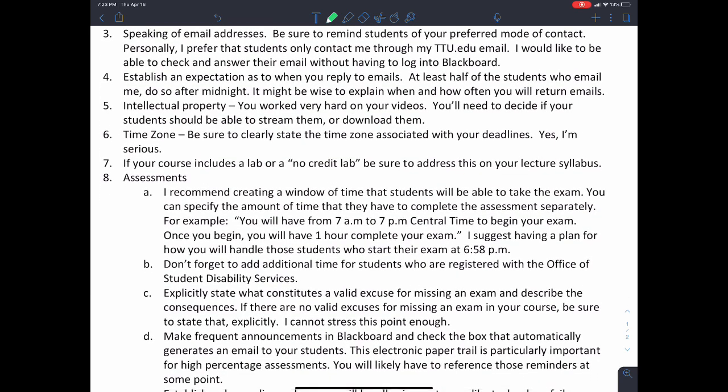So speaking of email addresses, be sure to remind students of your preferred mode of contact. Personally, I prefer that students only contact me through my ttu.edu email address. I don't want to have to log into Blackboard to be able to check messages from students. You may prefer to have students go directly through Blackboard and not blow up your inbox. I completely understand that. My point is I recommend that you visit with your students about this and be specific, and I think that you'll find that they follow that request quite well.